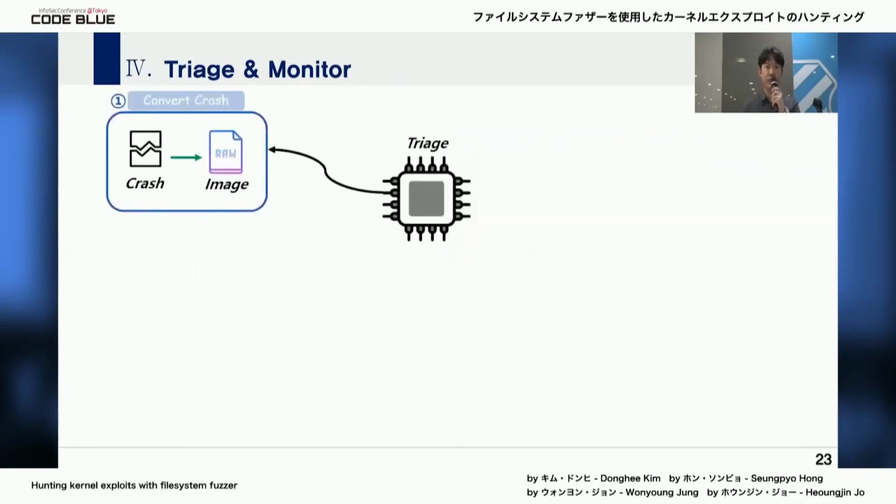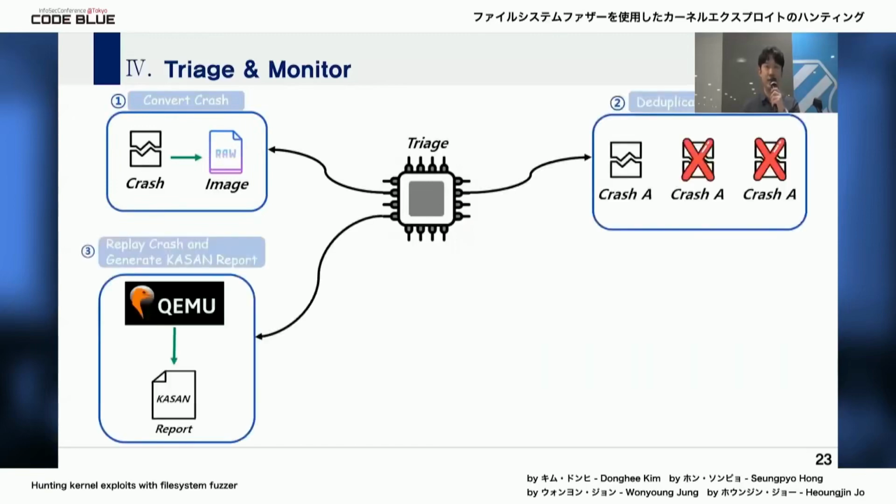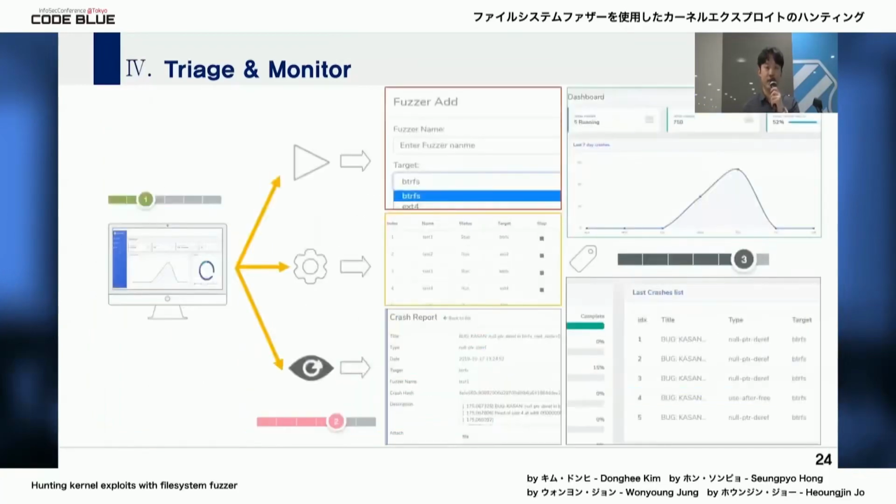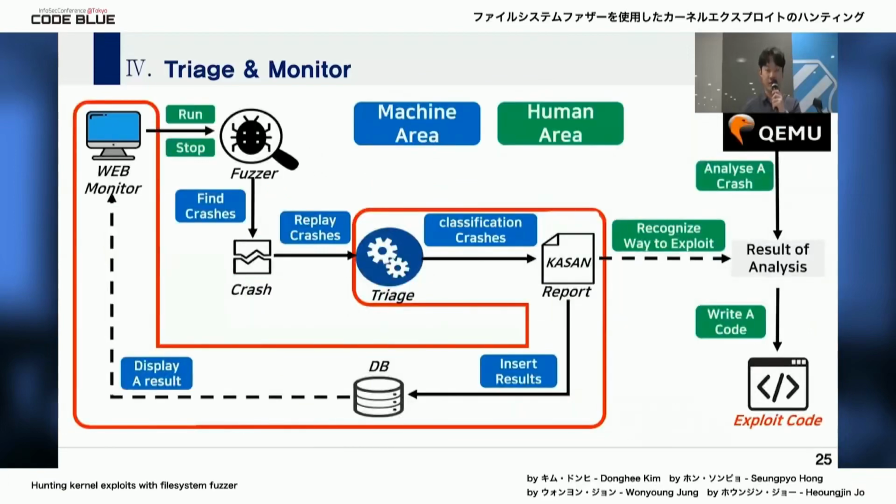Therefore, triage was developed and the crash file was changed to an image, and the Volatility memory analysis plugin was installed there. Reproduced through QEMU, each crash was classified according to the type of bug and then saved in a DB. Efficiently checked and managed through the web monitor. You can remotely set and run file system fuzzers and check the crash list. This is the overall structure of the triage and monitor.